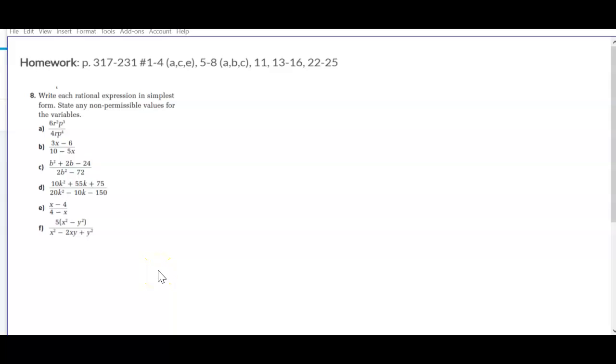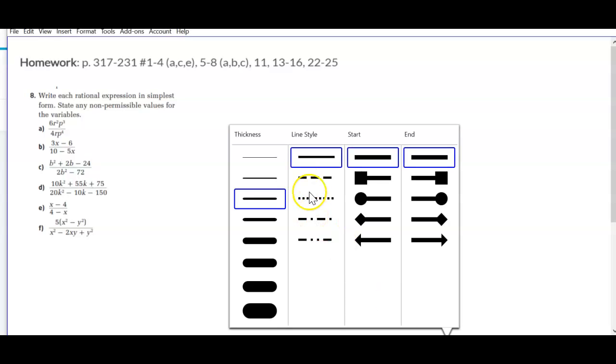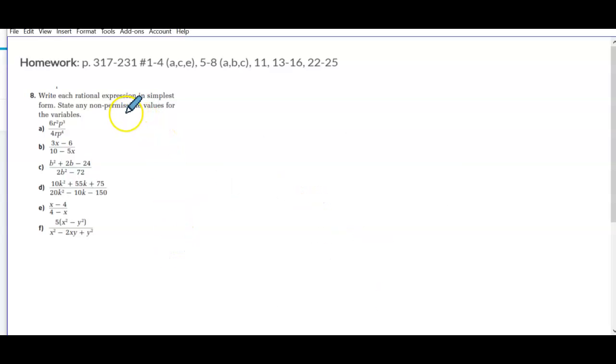Okay, we're looking at lessons 1 and 2 of the rationals unit. So textbook questions, page 317, looking at question 8. It says, write each rational expression in simplest form, state any non-permissible values for the variables. So just a reminder that sometimes we'll call it non-permissible values. Sometimes we will say, what are the restrictions? Okay, so you'll see it asked in both ways.